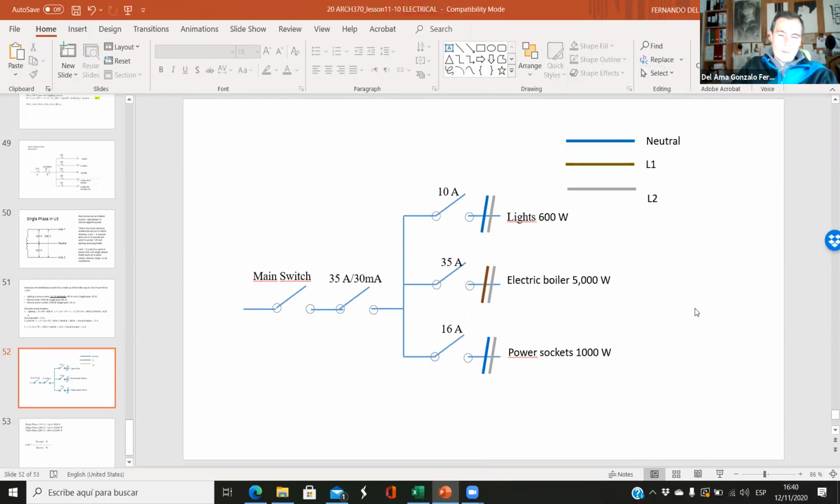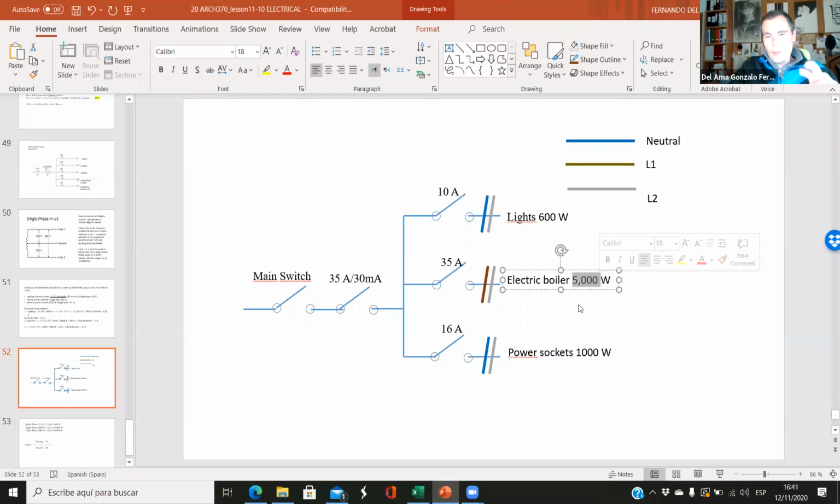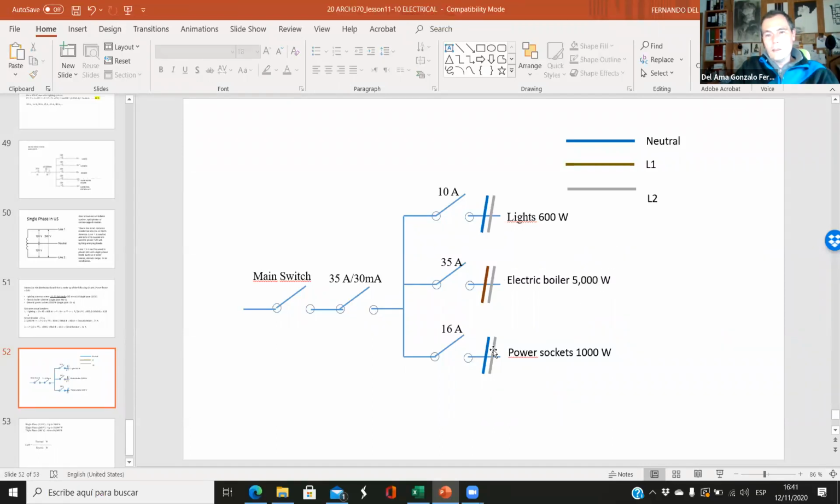Okay, if we want to make it perfect, now we understand everything. Here it's a single line diagram, but we know that we have to connect two wires. So here we are connecting the neutral and one of the lines. Here we are connecting two lines because this is the maximum power, and we want 240. And here we are connecting the neutral and another line because the tension has to be 120. Okay.